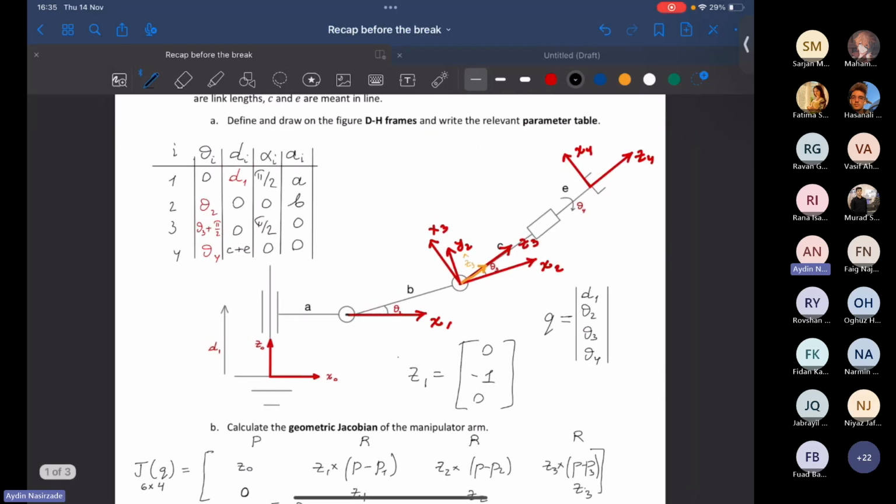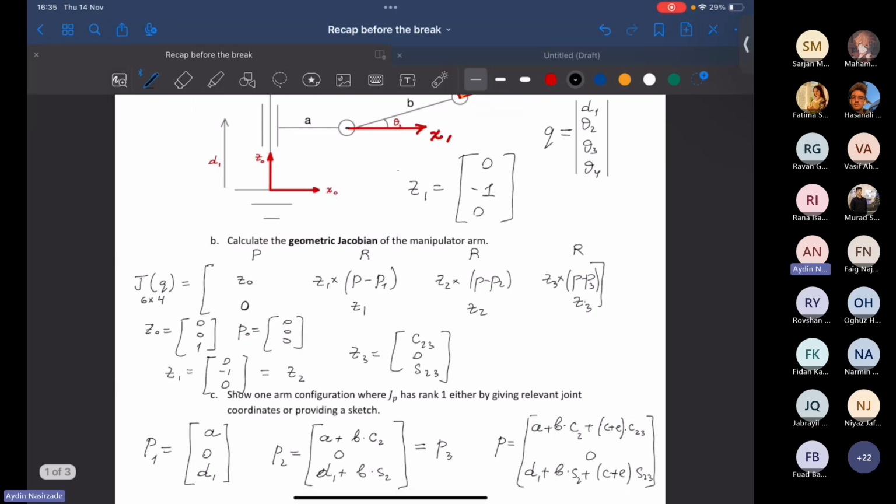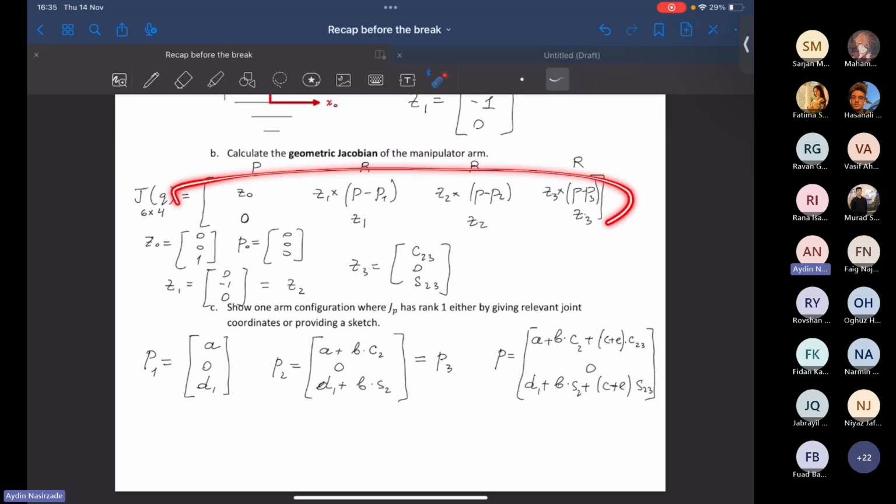Do you have any questions so far? Before calculating the Jacobian matrix, you can ask your questions if you have any. All right. Now, let's substitute all these things into this matrix.